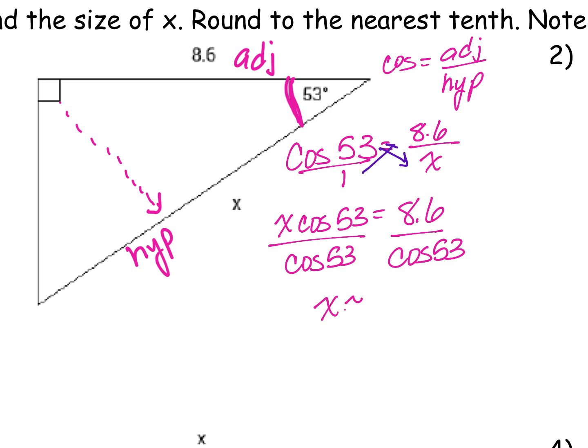So x is, and then I'm going to go to my calculator, right? Because we can't figure this out. 8.6 divided by cosine of 53. It will be 14.2, no, 14.3. Yep, 14.3. Questions?